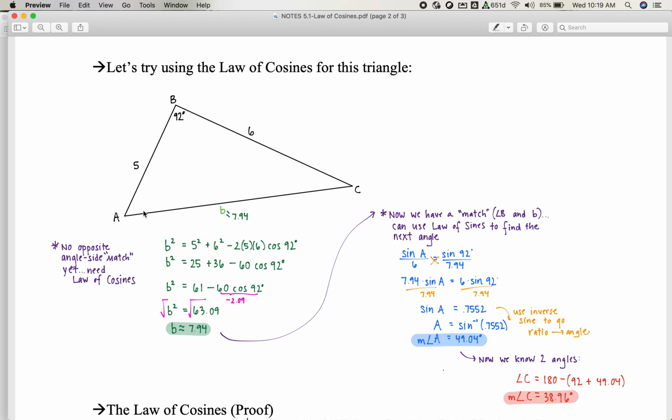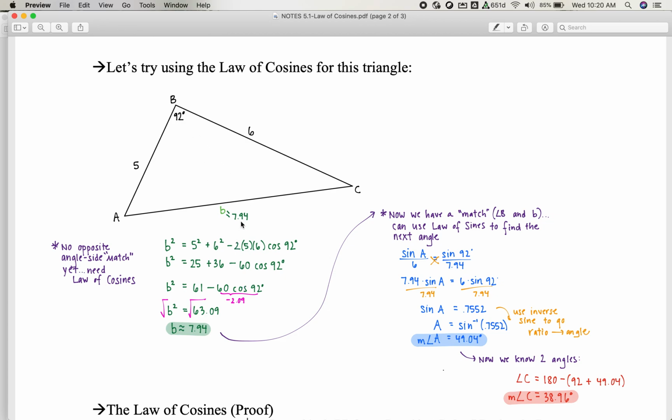And I actually don't need any tools anymore. If I know two of the angles, I can always find the third angle by adding the two I know together and subtracting from 180, which is exactly what I did down here to find that angle C must be 38.96 degrees.